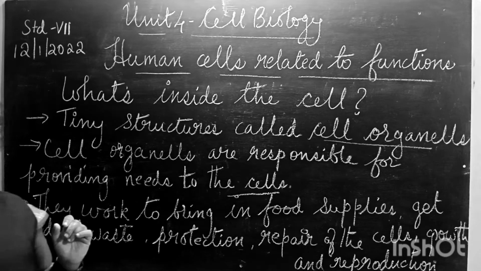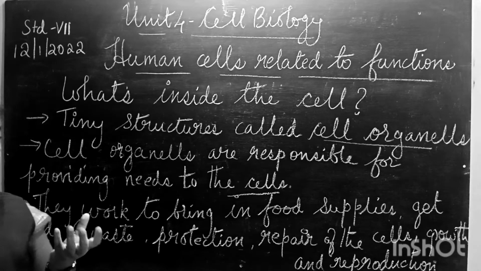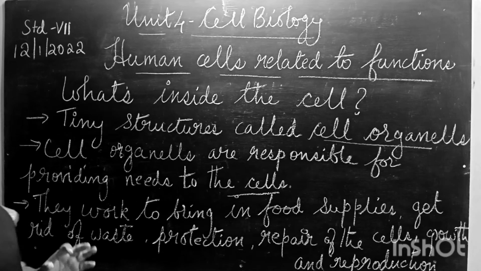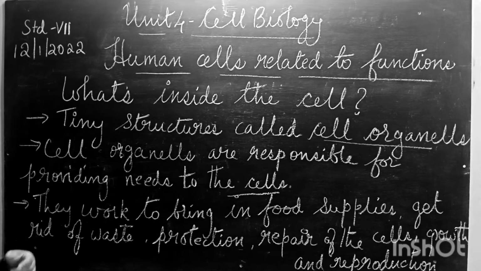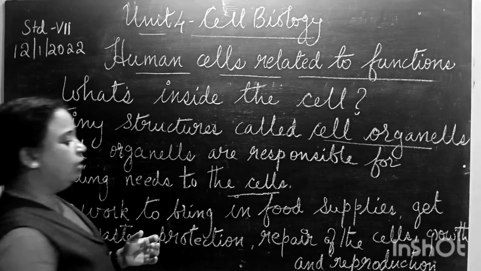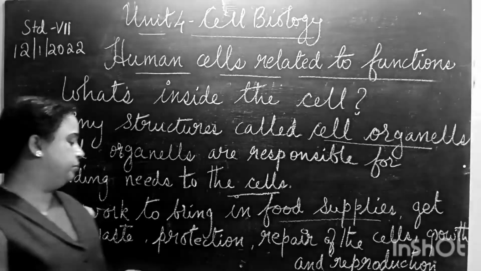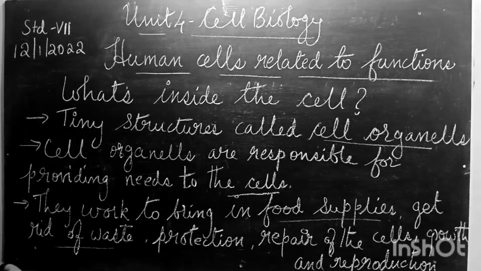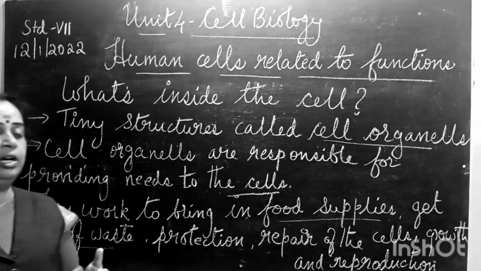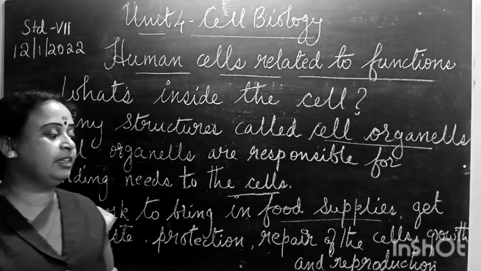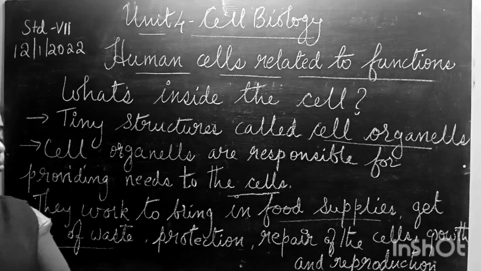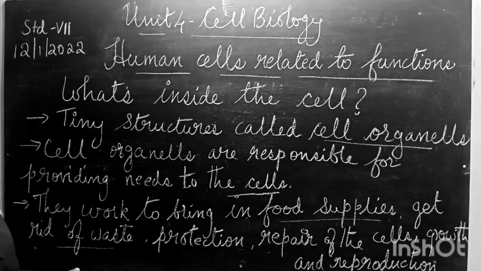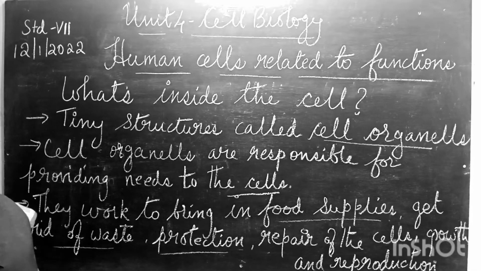So these cell organelles are tiny structures inside the cell. What are the functions done by the cell organelles? How do they meet the needs of the cells? They bring in the food supply. They get rid of waste. Whatever waste is formed due to the metabolic reactions inside the cell is removed. Then protection to the cell is provided by the cell organelles.